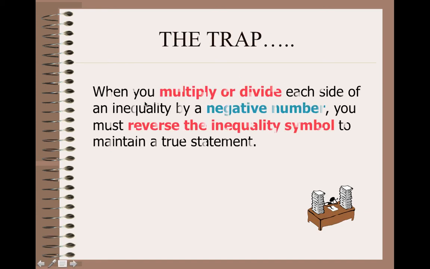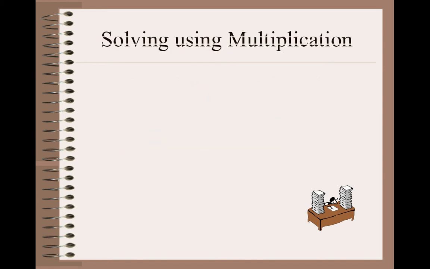Okay, the trick: when you multiply or divide each side of the inequality by a negative number, you need to reverse the inequality symbol. If it is greater than, it becomes less than, to maintain the true statement.